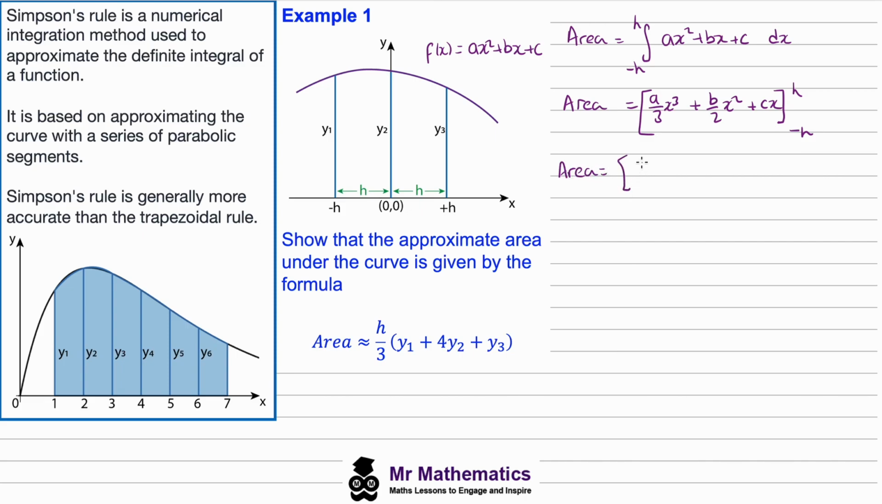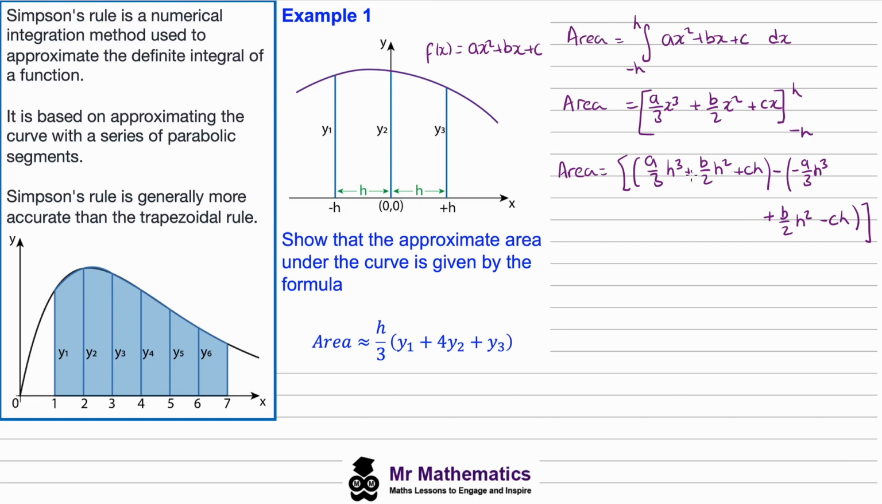will be equal to a over 3 times x cubed, or h cubed, plus b over 2 h squared plus c times h, minus our lower limit, and when we cube the negative h, it becomes negative a over 3 h cubed, plus when we square the negative h, we get a positive, so plus b over 2 h squared, and then c times x, c times h, or negative ch.